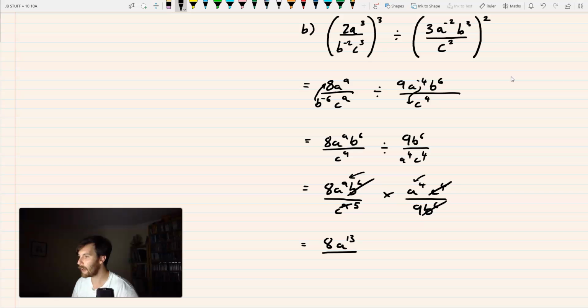And now I'm going to divide that by 9 multiplied by c to the power 5. And with index laws, we treat regular numbers like regular numbers. Just happens that 8 divided by 9 we can't make any more simple than that, so we just leave it. And we obviously can't cancel off a to the power 13 and c to the power 5 because they're different bases.